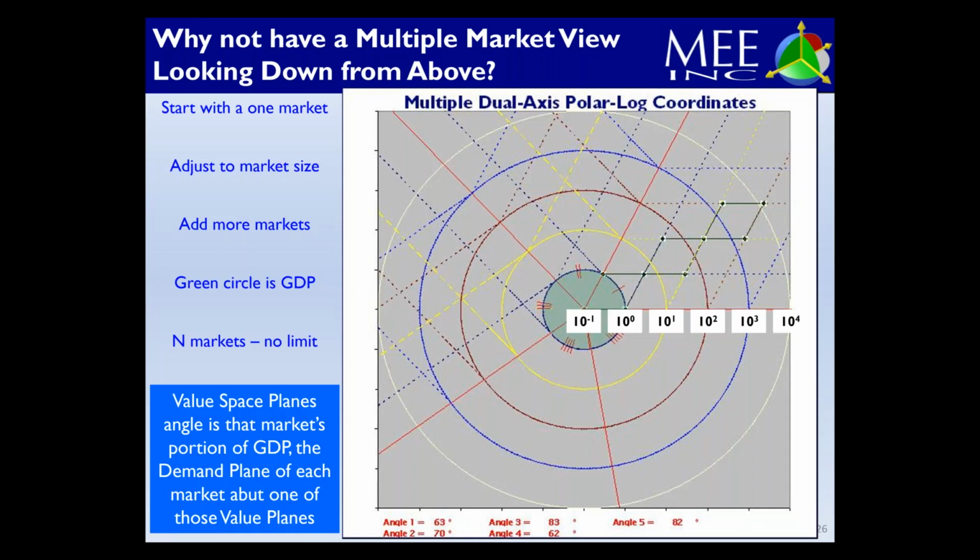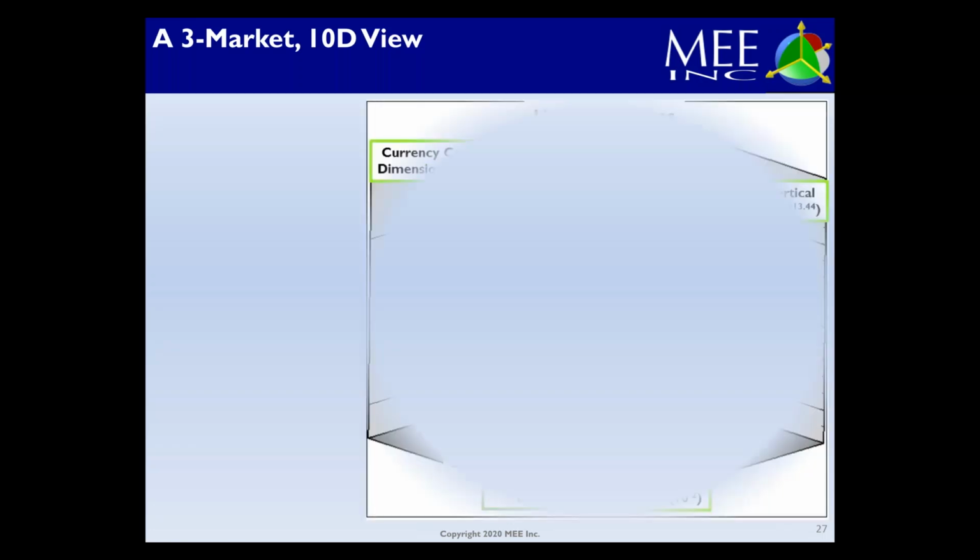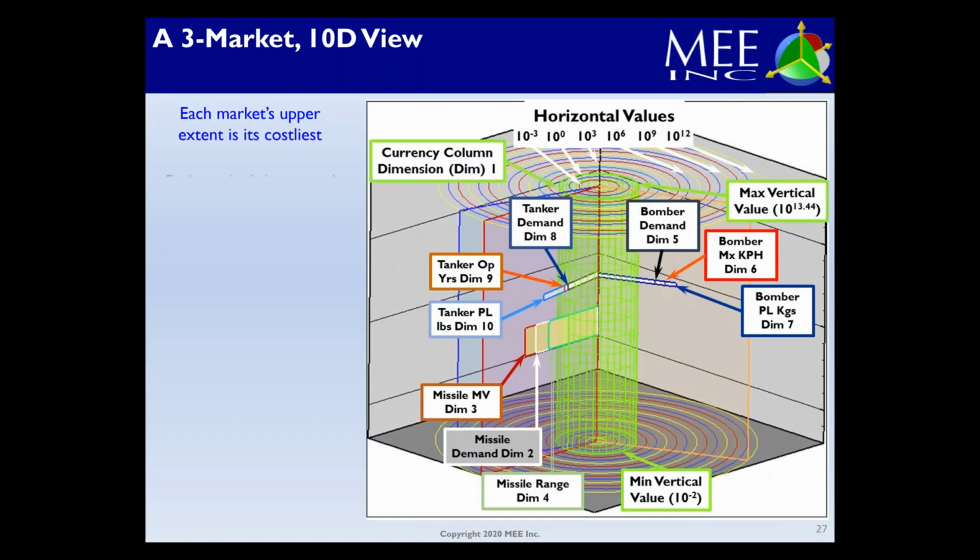Now we're going to look at a couple of examples of that, including our 10-dimension view, and then another view where we get more arc between these two value planes. But this next one is not going to show very much market for any of these markets, because in the scheme of the world, none of these markets are very big. What do I mean by that? Well, here is that 3-market 10D view that we need to analyze this market.